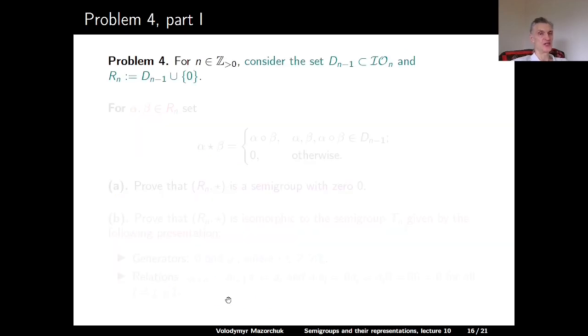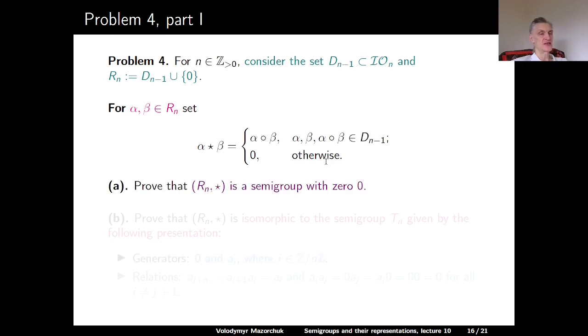Problem 4. For each positive integer n, consider the set D_{n-1} in ION and define R_n as D_{n-1} union with 0. For two elements alpha and beta in R_n, set alpha star beta to be equal to alpha after beta if alpha and alpha after beta belong to D_{n-1}, and 0 otherwise. A. Prove that R_n with this operation star is a semigroup with zero, 0.